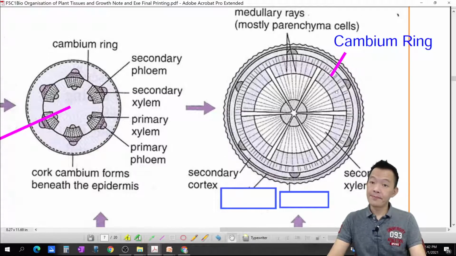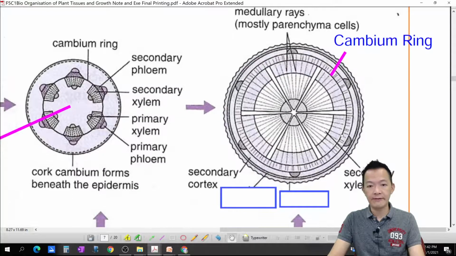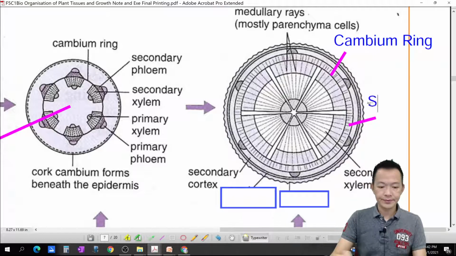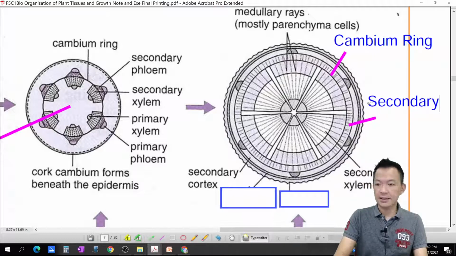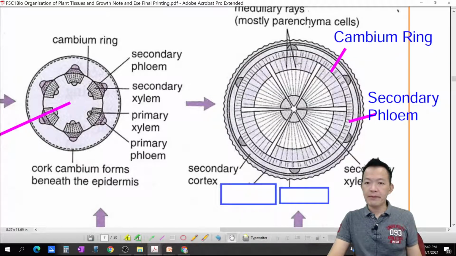Cambium ring. Okay, cambium ring. 这个叫什么？Secondary phloem tissue. 这一层呢叫 secondary phloem tissue, but nobody labels for you. 没有人帮你 label. Never mind, I label for you. So this layer we call secondary phloem tissue. 它越来越大了，secondary phloem tissue. Okay, and where's the primary phloem?